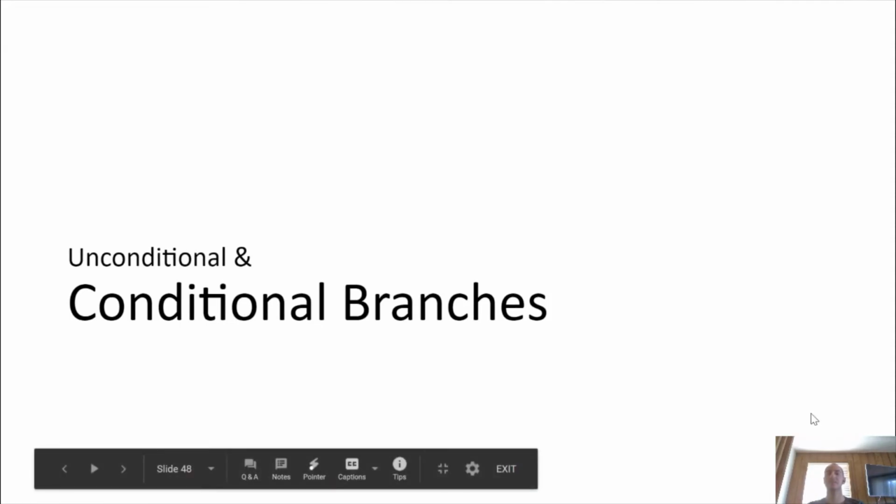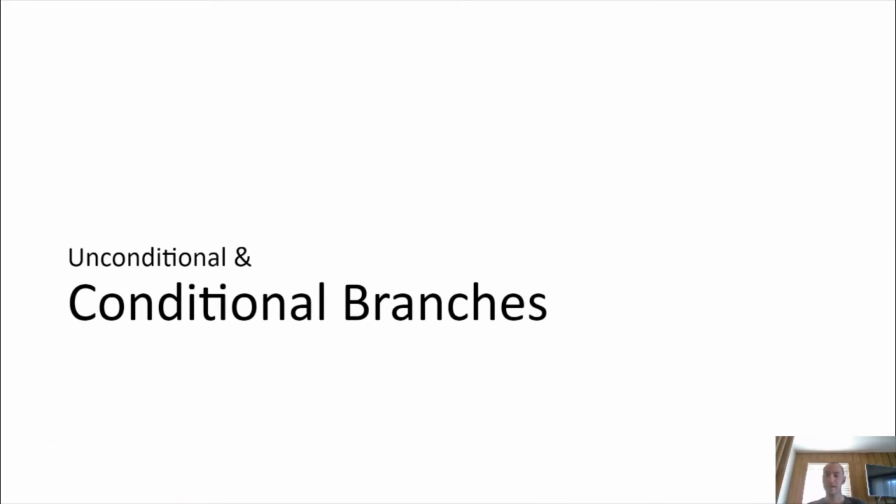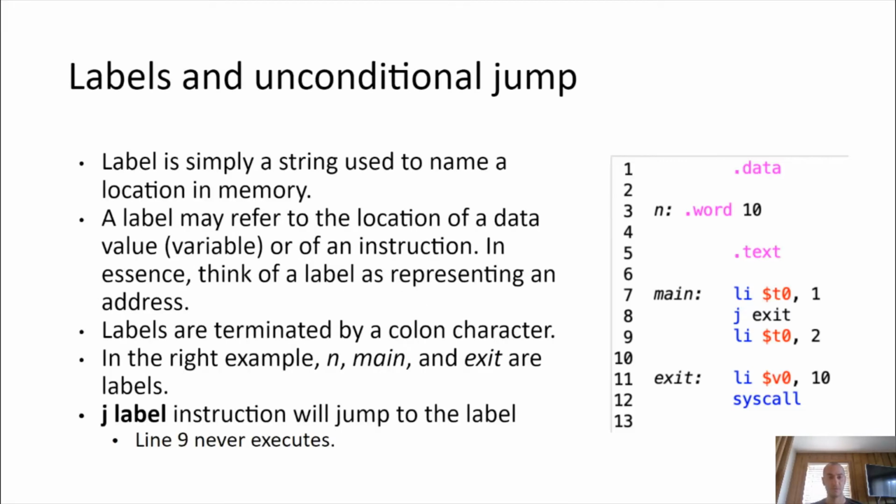So as we've seen so far, our program starts from the first line and continues to execute, every time just going to the next line. So what if we want to break this pattern and have some diversion in this straight line execution? That's why we have jumps or branches. In general, there are two types of branches: unconditional and conditional.